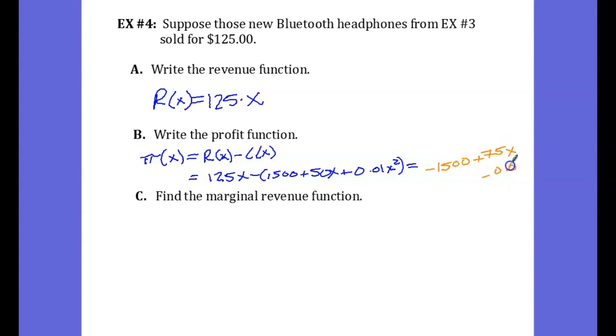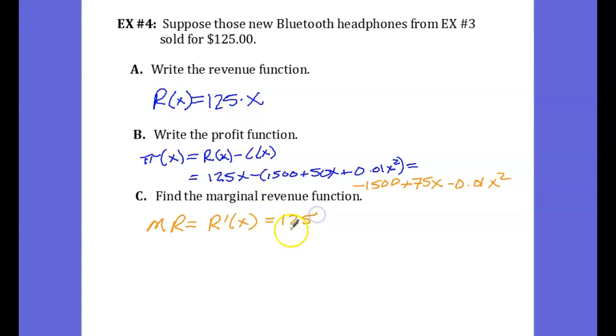In part C, they want us to find the marginal revenue function. Well, marginal revenue is going to be R prime of x. And if we take the derivative of R with respect to x, we get a constant value, 125.